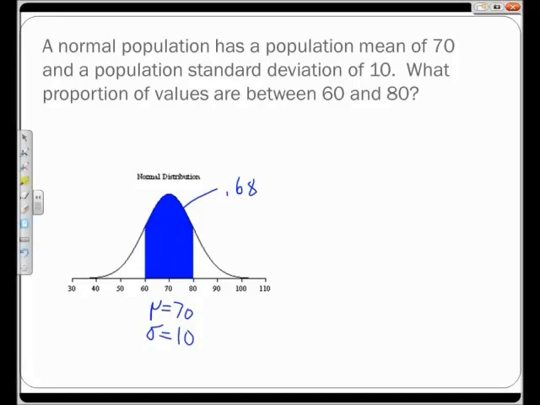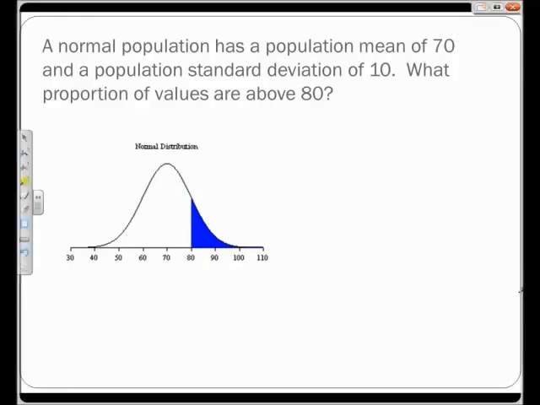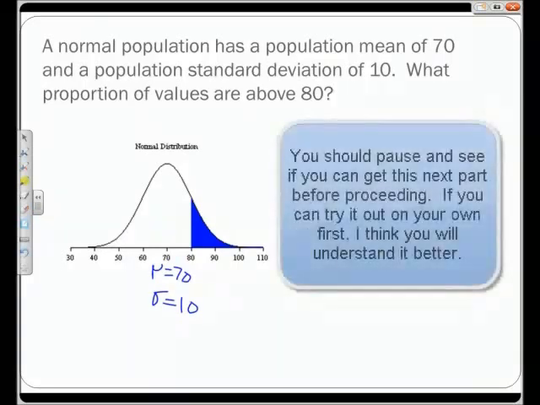Okay, so now instead of having it 0, 1, 2, 3s like that, it's just in terms of standard deviations. So that distance is 1 standard deviation because the standard deviation is just 10. So we still have that population mean of 70 and the population standard deviation of 10. So now we want to know what proportion are greater than 80.